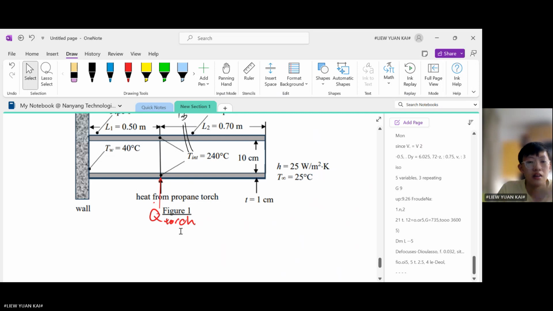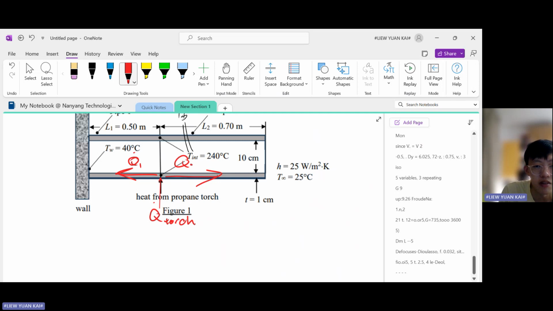So you know that we are supplying some heat to the interface using a torch. And so heat will flow through here, and heat will also flow through here. Let's call the heat that flows through pipe 1 Q1, and the heat that flows through pipe 2 Q2. Based on this energy balance, the energy provided by the torch will be split into the energy provided to pipe 1 and to pipe 2. So we can claim that Q torch is equal to Q1 plus Q2.